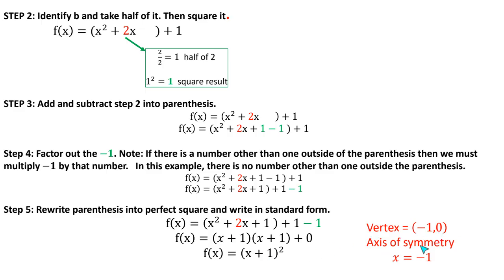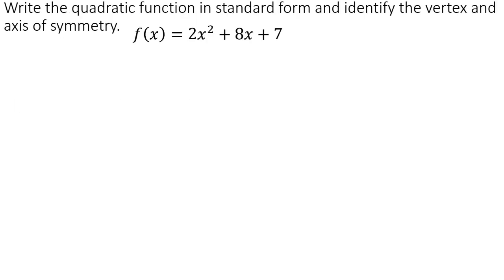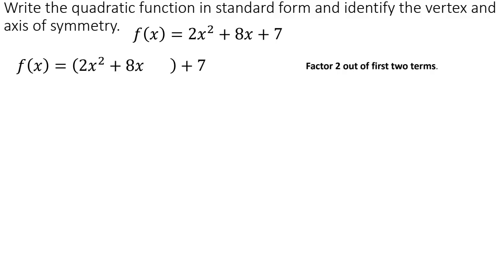The axis of symmetry, as I mentioned earlier, is always going to be this x coordinate, so we say x is equal to -1. Okay, so let's look at this one that has a number 2 here. So here we're going to go ahead and regroup the x terms together. And the problem here is that I have a 2, so I need to factor out that 2.